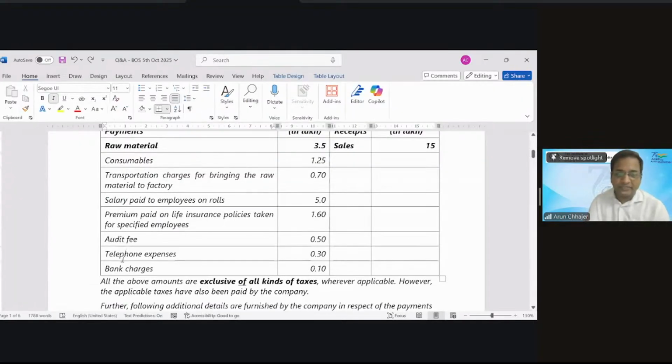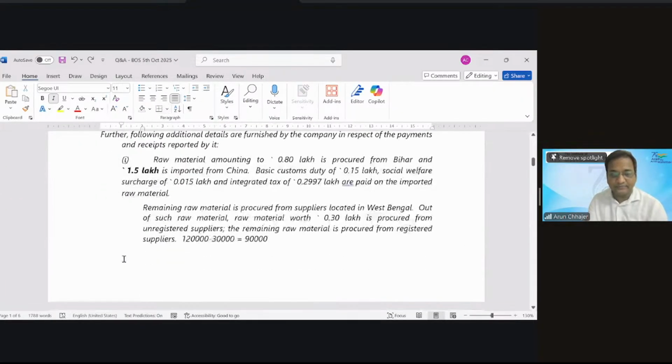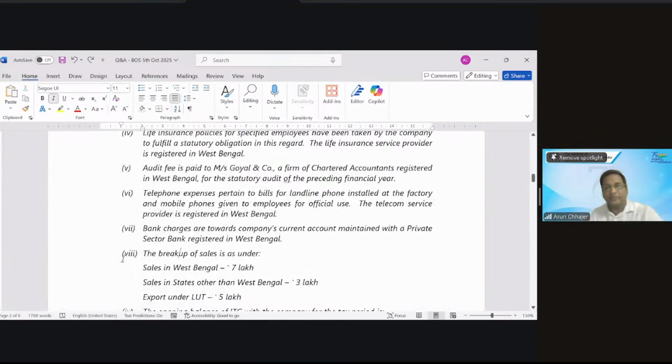Then telephone expenses is 30,000. What is written in the telephone expenses? Bill pertains to the landline phone installed at the factory and the mobiles given to the employees for official use. The telecom service provider is registered in Bangalore. If it is official use, we can claim the ITC.